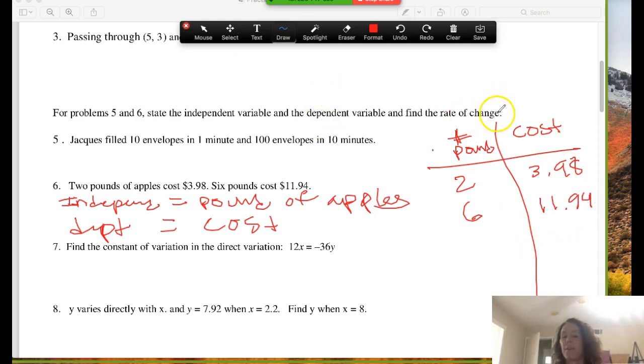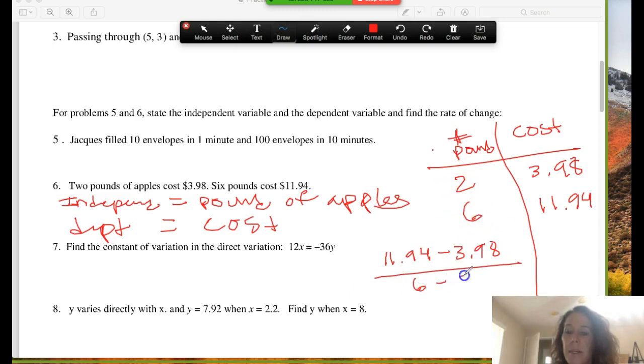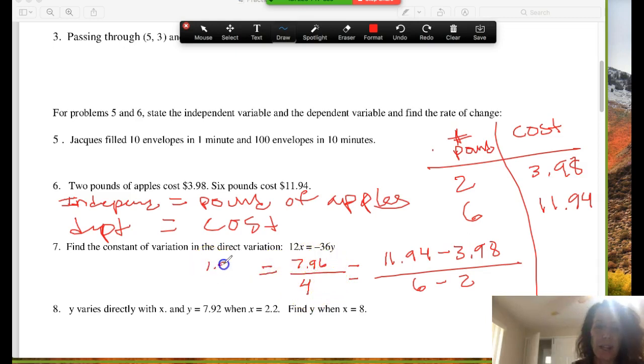So how do I find the rate of change? Go Y minus Y. You're just going to go $11.94 minus $3.98 over X minus X, 6 minus 2. Go ahead and do the math on that. All right, so if I subtract these, I get $7.96, and then 6 minus 2 is 4. Now, when I do the rate of change, I want this to be a unit rate. So I'm just going to go ahead and divide top and bottom by 4. And that's going to give me $1.99 for every pound. So the unit rate would be $1.99 a pound. So I'm going to say $1.99 per pound.